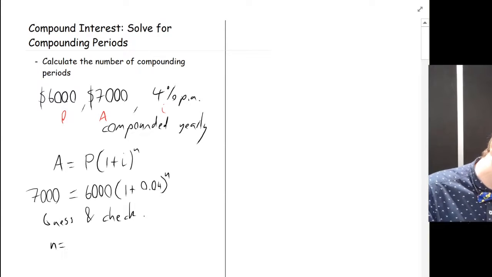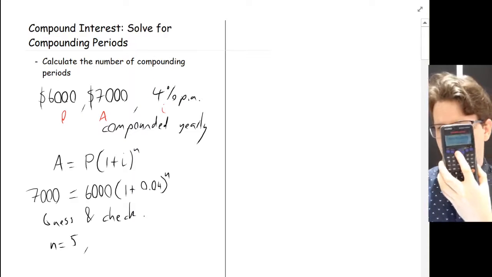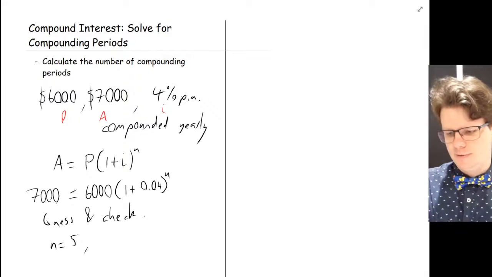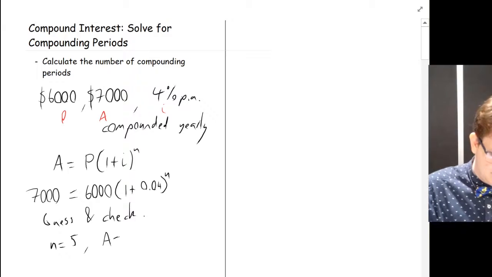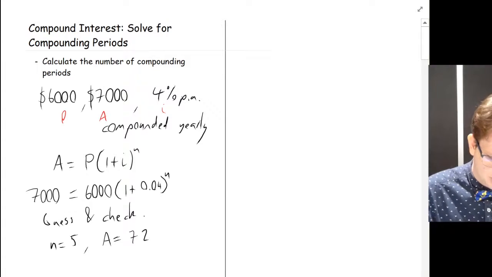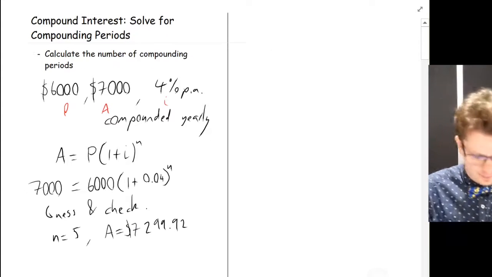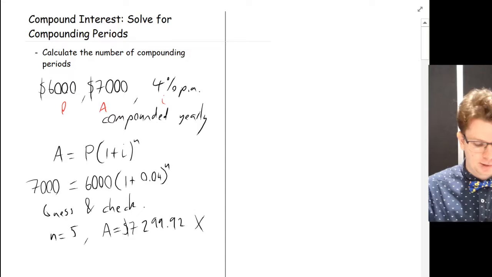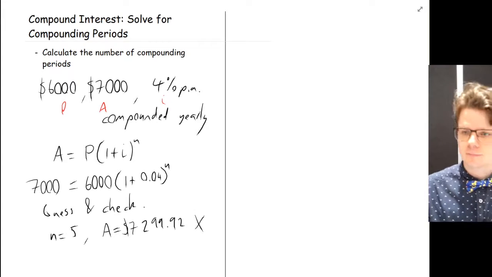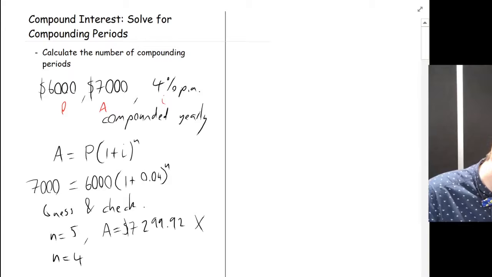So, n equals 5 was my first guess. Using my arrows, I can just quickly go back and edit it. So when n equals 5, the amount I ended up saving up was 7,299.92. So it was close, but it wasn't right. Okay, let's try a different guess. Maybe we think, okay, we're pretty close. Let's try 4. So n equals 4. My final amount was 7,019.15.